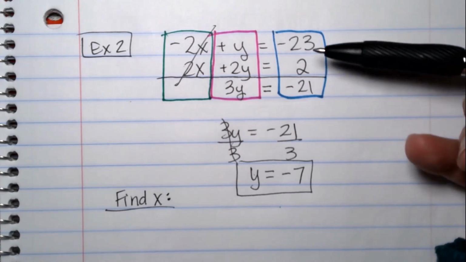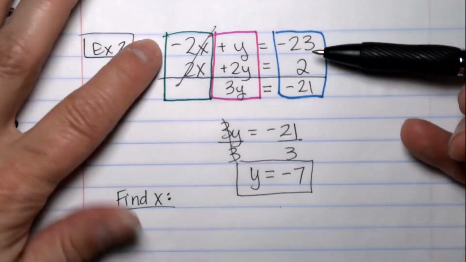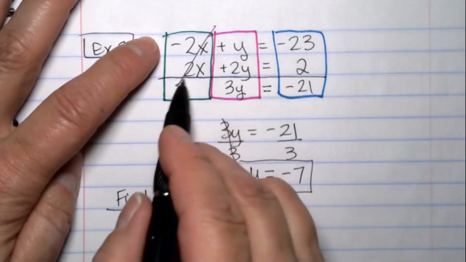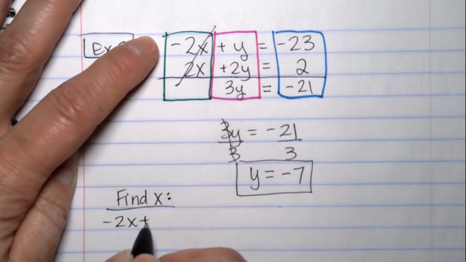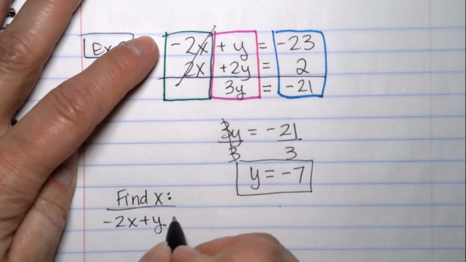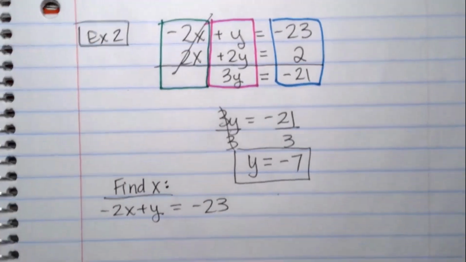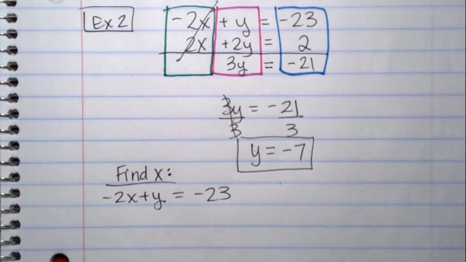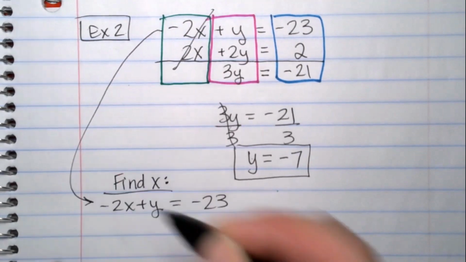I'm going to go with the first one today. You can use the second one if you want to. Minus 2x plus y equals negative 23. And this y is going to get changed to that negative 7 here. And if you're wondering where I got this from, I just pulled it off. It was the first equation that I was given.